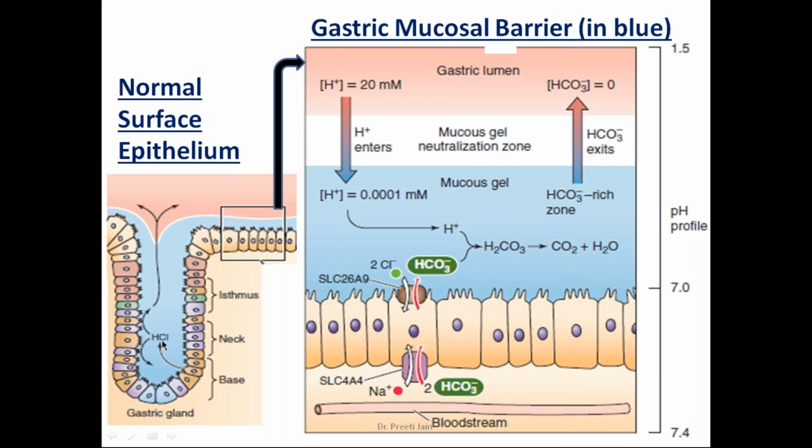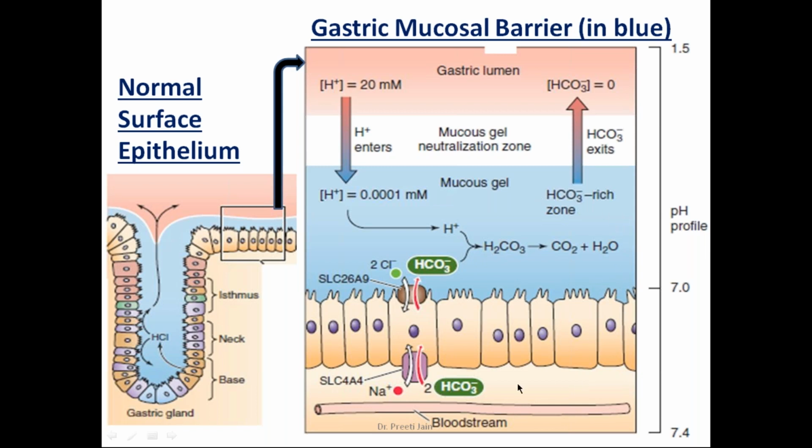So this layer remains intact, right? Now what is this layer? This is a mucus gel layer. This is a visible layer. This is insoluble. You see the pH here in the lumen. It is highly acidic, but you see the pH profile of this mucosal barrier. It is alkaline or towards the neutral side.